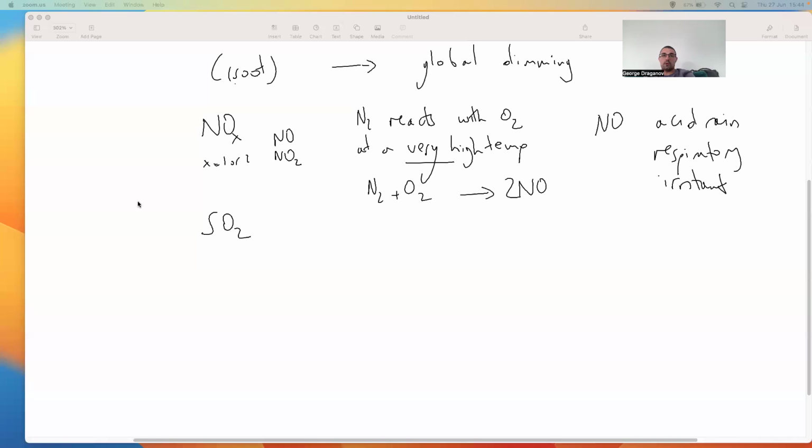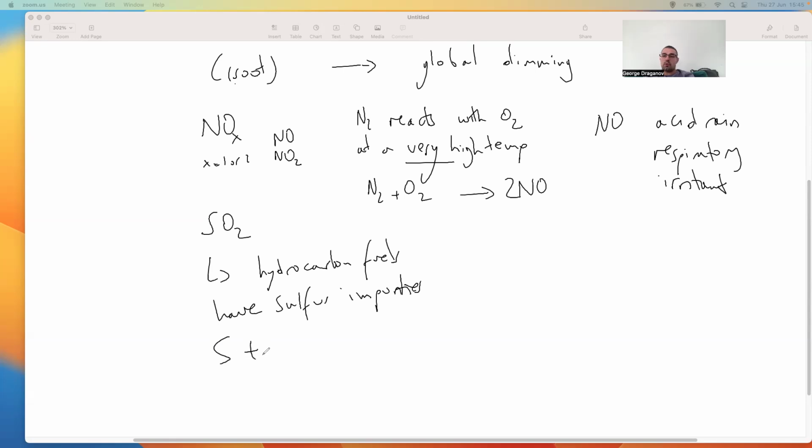Let's just finish the SO2 one. First of all, you need to know how SO2 forms. The way it forms is that hydrocarbon fuels have sulfur impurities in them. So there might be traces of sulfur present in the actual hydrocarbon. So what happens is S plus O2 makes SO2 at a very high temperature again.